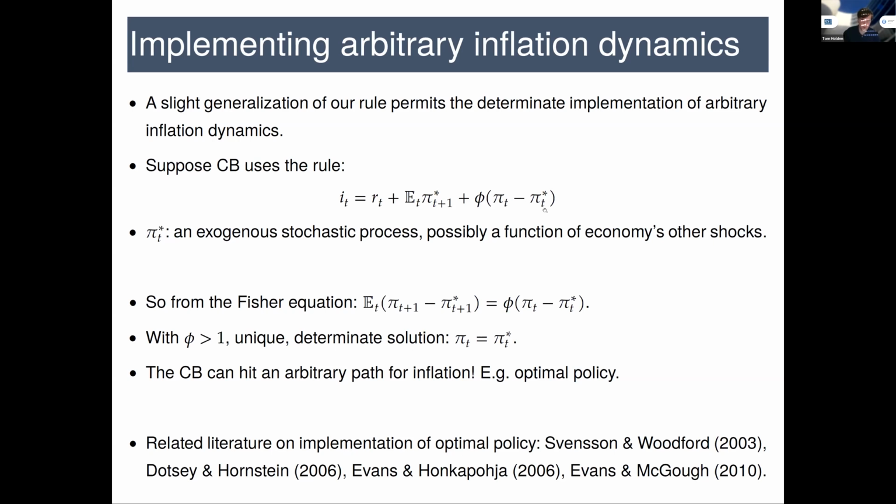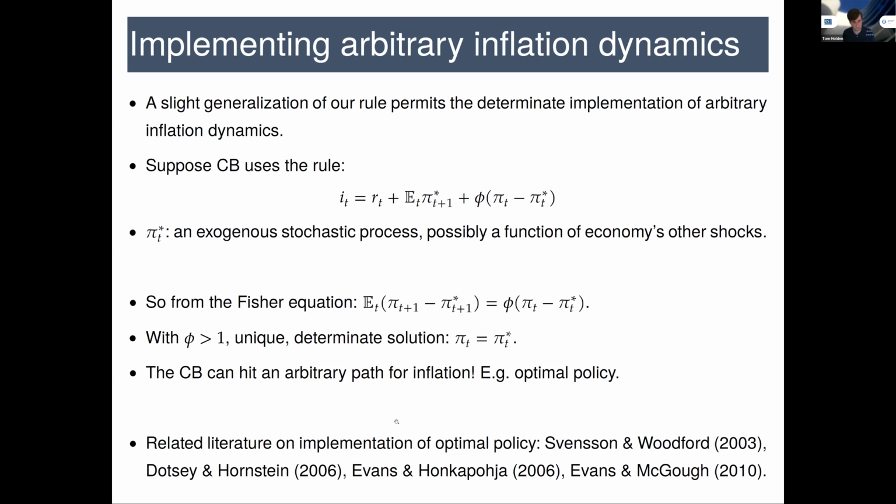As before, we combine this with the Fisher equation, and we get an expression of this form. So the gap between targeted present and targeted future inflation is phi times the gap between actual and targeted current inflation. So with phi bigger than 1, just as before, there's a unique determinate solution of inflation always being equal to this inflation target. This means the central bank can hit an arbitrary path for inflation. So, for example, the central bank can implement optimal policy with a rule of this form. If they set pi t star to be the process that inflation would follow under optimal policy, then the central bank can determinately implement that policy.